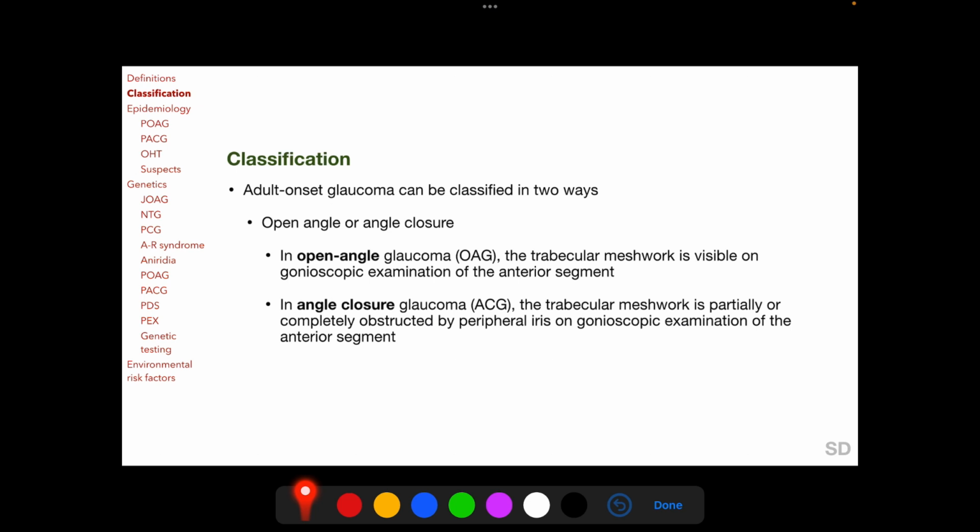We will go into the detailed classification of adult onset glaucoma in later sessions. In one classification, adult onset glaucoma is classified into open angle glaucoma and angle closure glaucoma. In open angle glaucoma, the trabecular meshwork is visible on gonioscopic examination of the anterior segment, and in angle closure glaucoma, the trabecular meshwork is partially or completely obstructed by the peripheral iris on gonioscopic examination of the anterior segment.